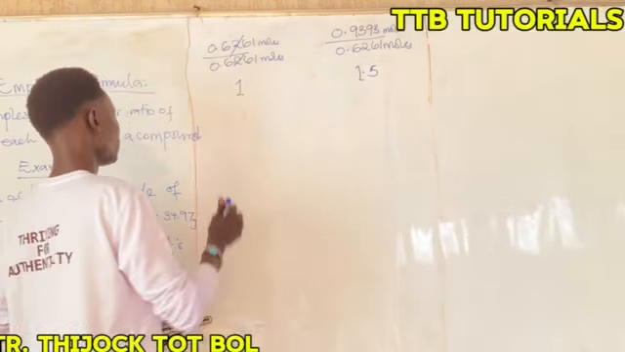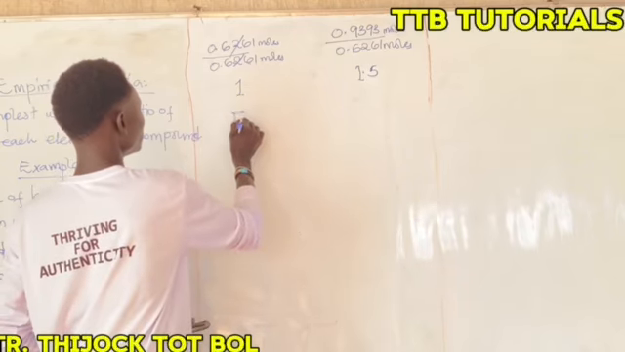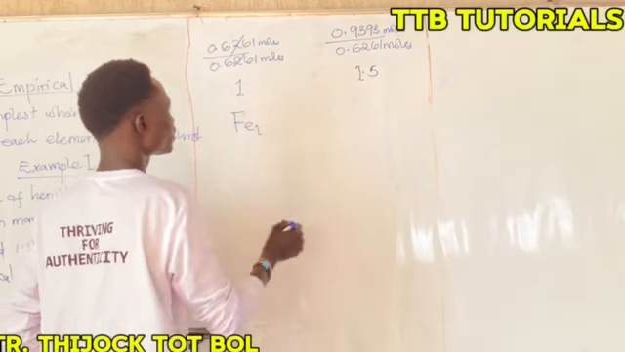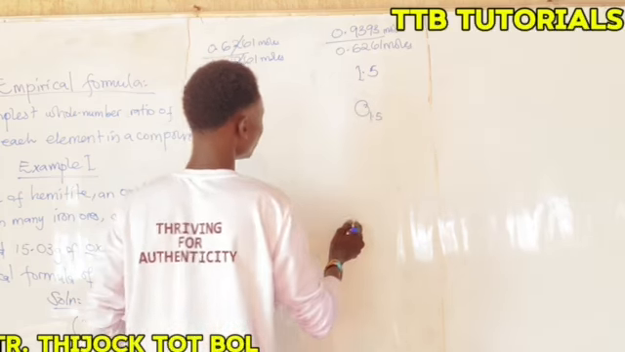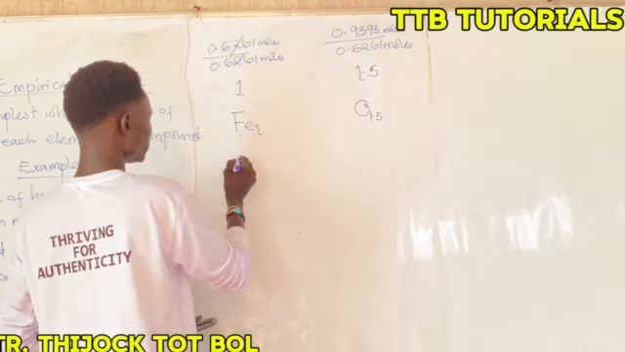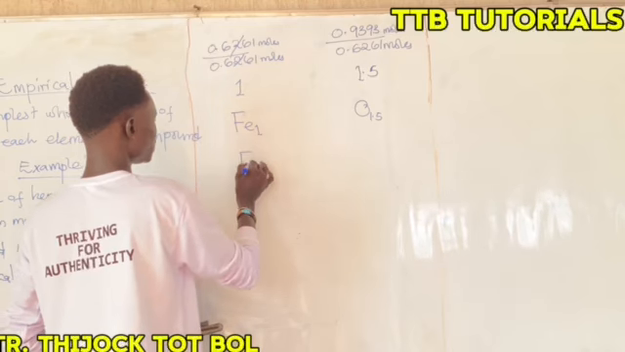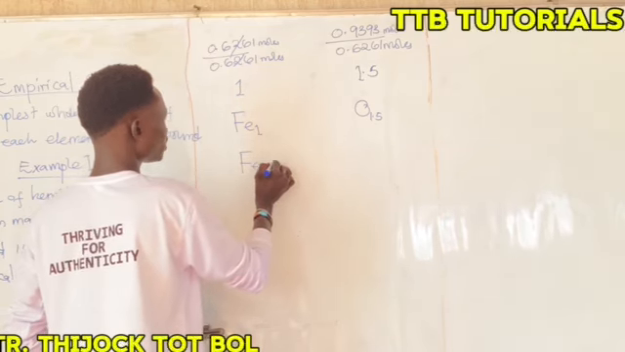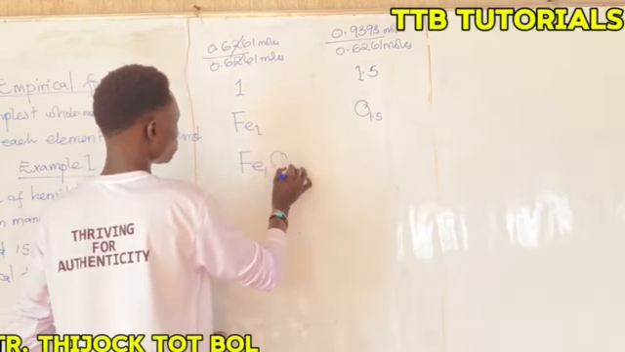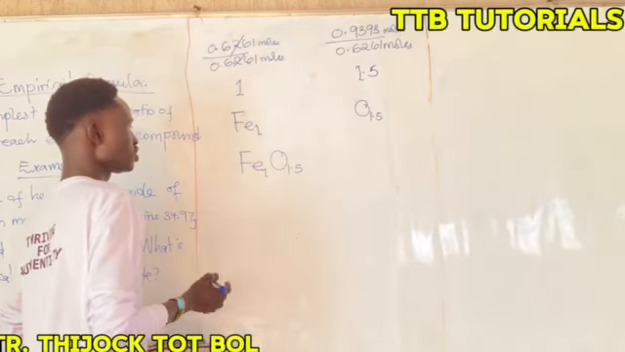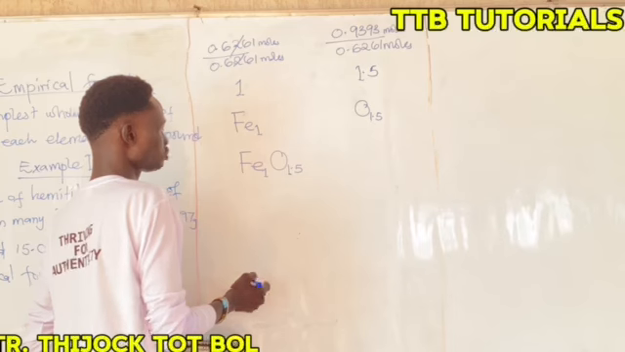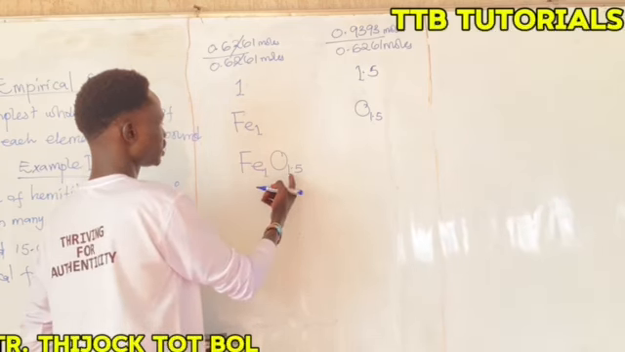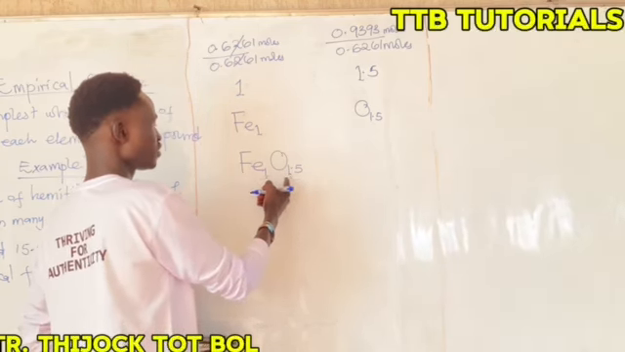So here we have iron, which is 1. Then we have oxygen, 1.5. So you combine the two elements: iron 1, oxygen 1.5. Now in atoms, there are no atoms that can be 1.5.